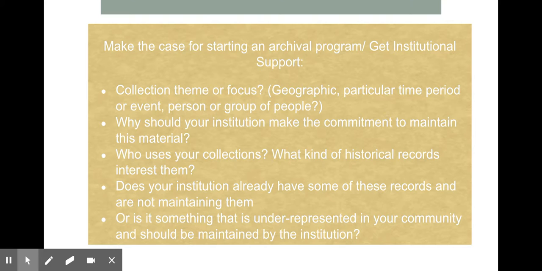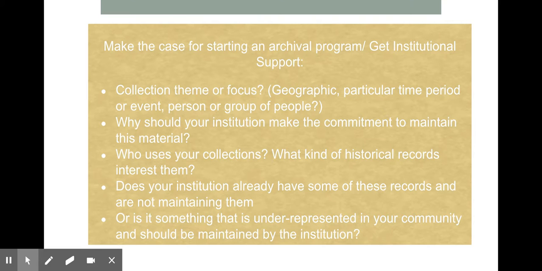That wouldn't make sense. Think of who will use your collection. A museum and archives in New York City dedicated to the history of the subway system makes sense in New York City, but not in, say, Florida. People in New York will be interested in the history and will use the collection for research and education on a regular basis. Does your institution already have some of the records, and how are they being retained?